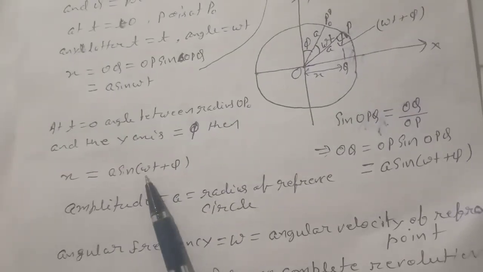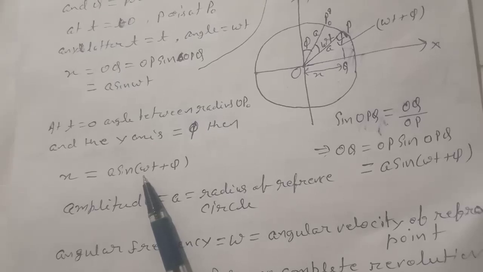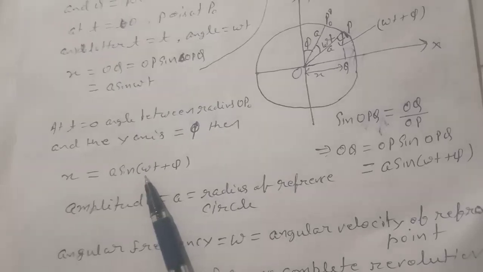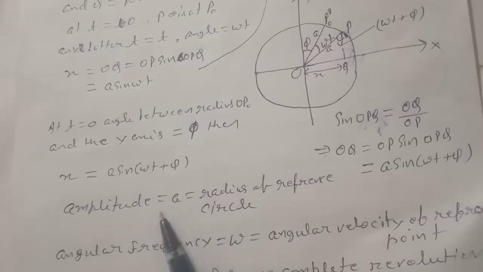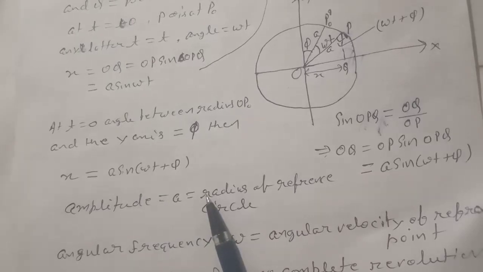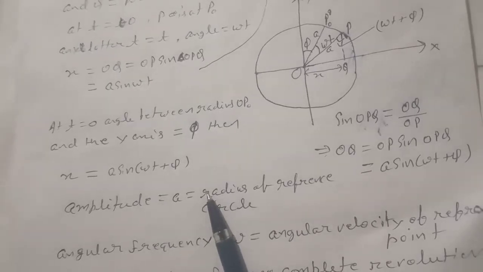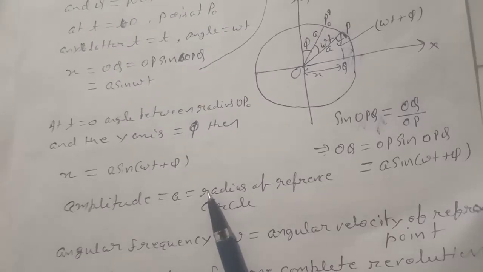Hence the simple harmonic motion can also be represented as the projection of uniform circular motion along a diameter. Now we give some geometric meaning to the amplitude A, angular frequency omega, time period T, and phase constant phi of the simple harmonic motion.